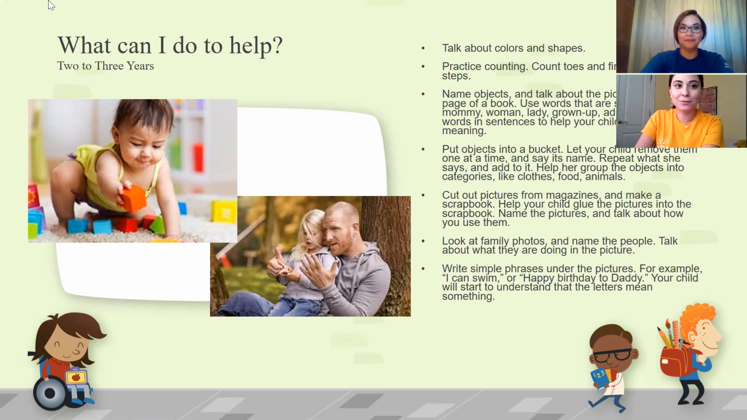What can I do from 2 to 3 years to help? So here, this is how we can help. You can talk about colors and shapes, practice counting, you can count toes and fingers, you can count steps, name objects, and talk about the picture on each page of the book. Use words that are similar, like mommy, woman, lady, grown up, and adult. Use new words in sentences to help your child learn the meaning.